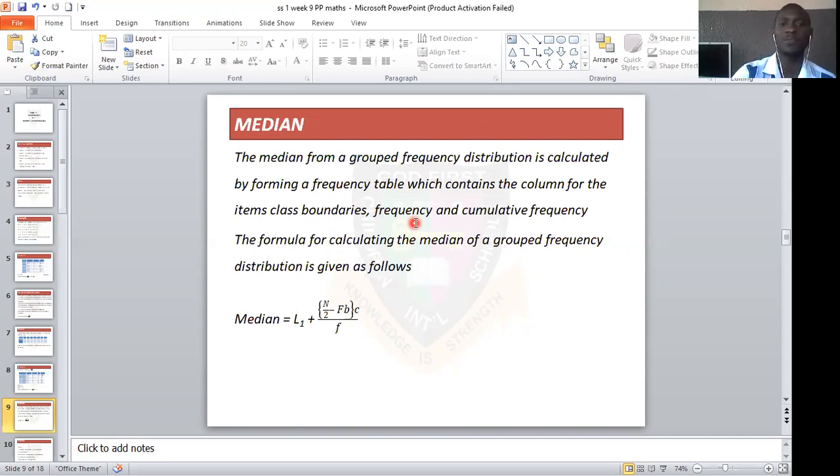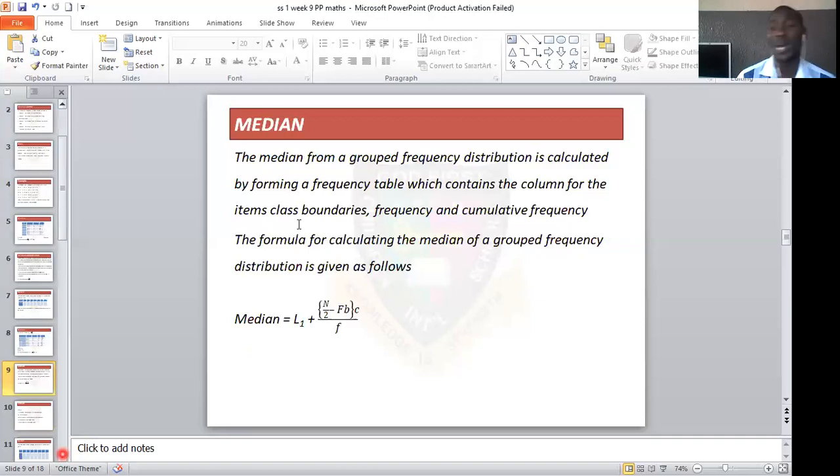So this is the formula for calculating the median for a frequency distribution table. Median equals L1 plus open bracket n over 2 minus FB close bracket, divided by F, times C. All these parameters have their meaning. Please take note of the formula. Let me take you through the meaning of the parameters.